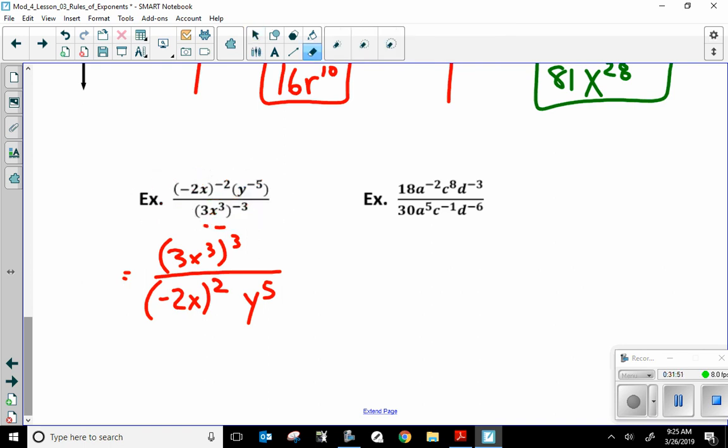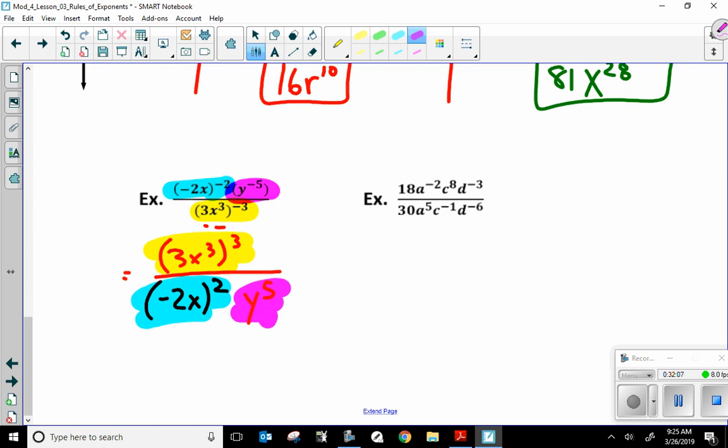Right? Let me re-explain that quickly with a highlighter. I flipped this up to get a positive 3. Okay? I flipped this down, yeah, to get a positive 2 exponent. And I flipped this down to get a positive 5 exponent. Now, why did I do that? Because it is so much easier, okay? It's so much easier to deal with these as positive exponents. And this negative exponent is connected to this whole thing. That's what the parentheses mean. So that whole thing needs to flip.